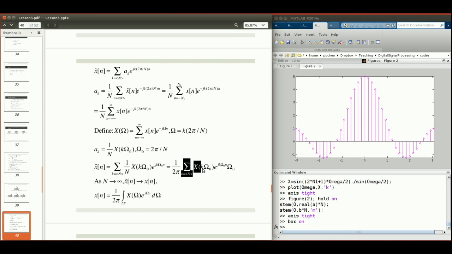And then this summation becomes an integral. But why does it become an integral? Because omega 0 is equal to 2 pi divided by big N. So when big N goes to infinity, omega 0, this sample interval in the frequency domain, becomes 0.